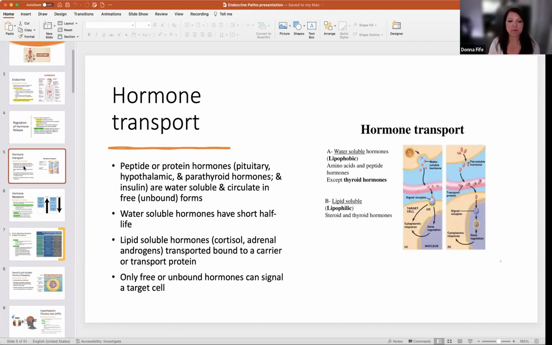Hormone transport. There are peptide or protein hormones: pituitary, hypothalamic, and parathyroid hormones, and insulin. These are water soluble and circulate in free, unbound forms. Water-soluble hormones have a short half-life, and lipid-soluble hormones such as cortisol and adrenal androgens are transported bound to a carrier or transport protein. Only free or unbound hormones can signal a target cell.